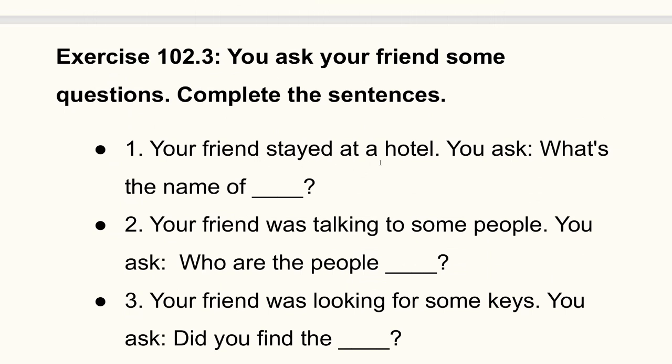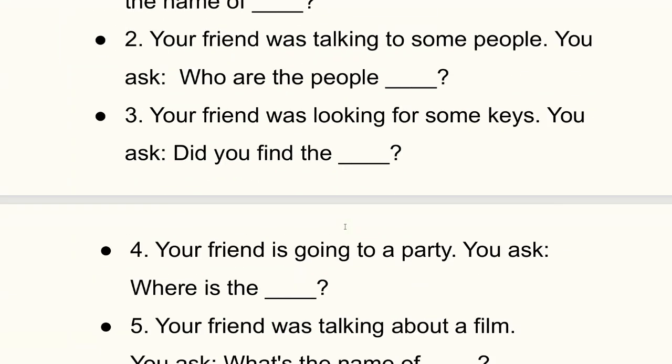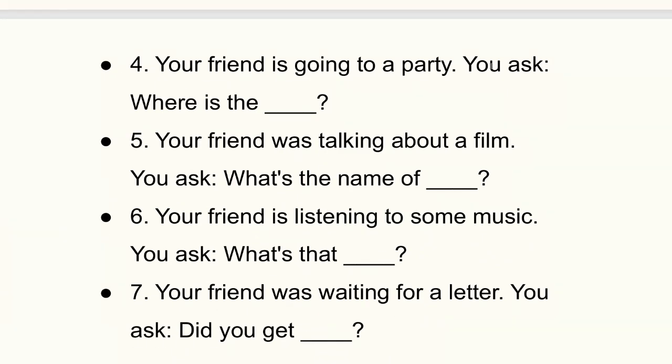Your friend stayed at a hotel. You ask, "What's the name of the hotel you stayed?" Your friend was talking to some people. You ask, "Who are the people you were talking to?" Your friend was looking for some keys. You ask, "Did you find the keys you were looking for?" Your friend's going to a party. You ask, "Where is the party you're going to?" Your friend was talking about a film. "What's the name of the film you were talking about?"